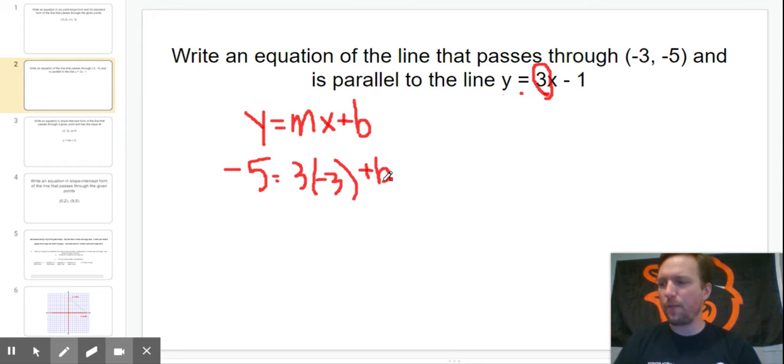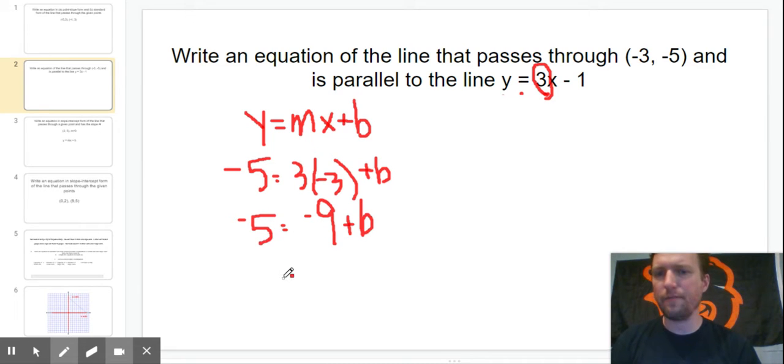So if we were going to simplify this, I have 3 times -3. That gives me -9 plus b on this side. And on the other side, I am going to subtract 9 from each side. And if I subtract 9 from each side, I am left with 4 equals b. So what that does is that gives me the y-intercept here.